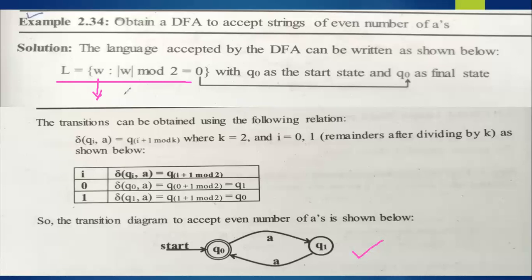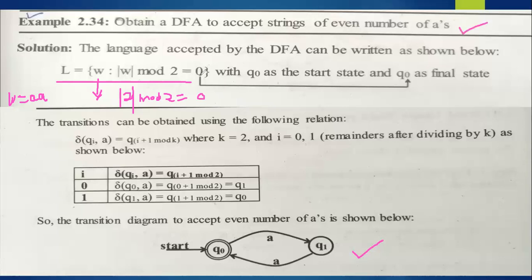If I consider the length of W equal to 2, W I am writing as double A. So the length of double A will be equal to 2 exactly. 2 mod 2, what is the remainder you are getting? 2 divided by 2, the remainder will be equal to 0 exactly. So this is the language we can express for this particular question.